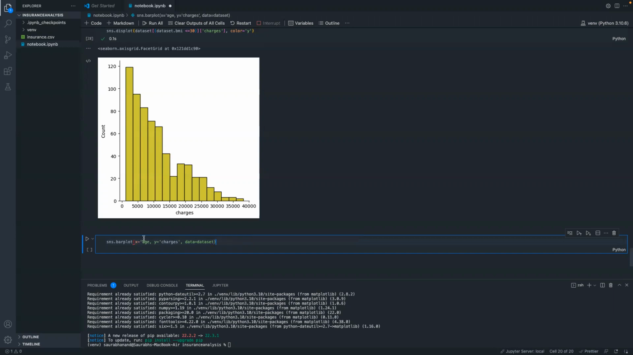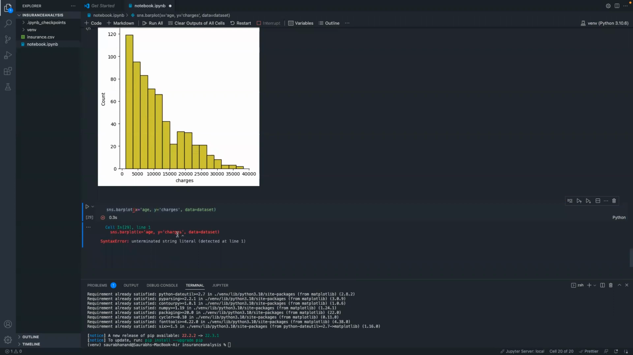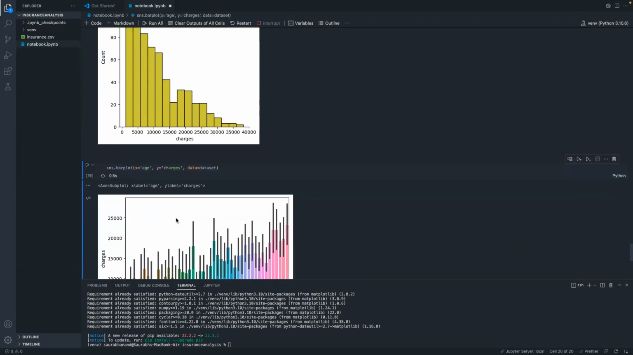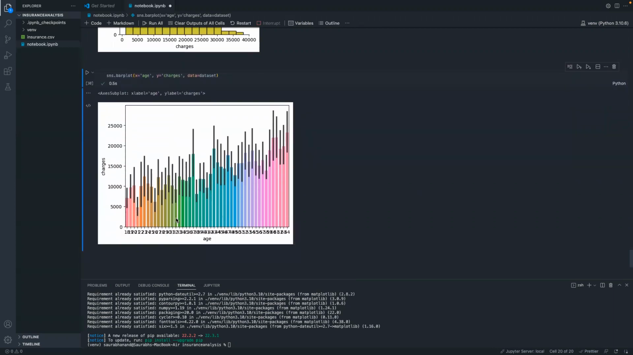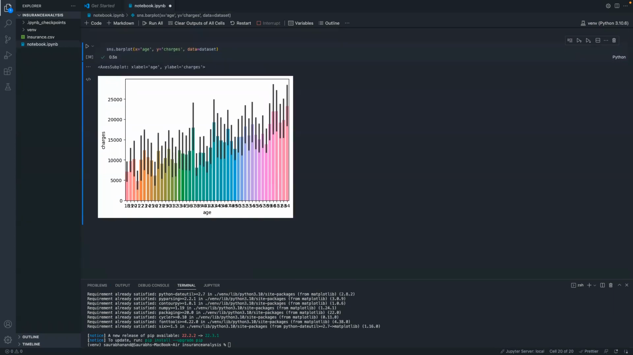So what is the problem here? sns.barplot x equal to age. Okay, I didn't put the percent here. So this graph is not clear to me. I think going with a bar plot is not advisable.